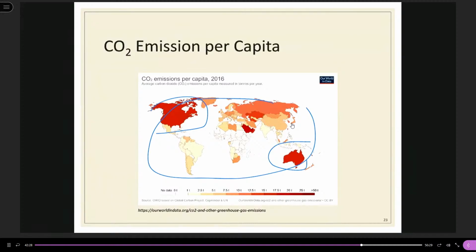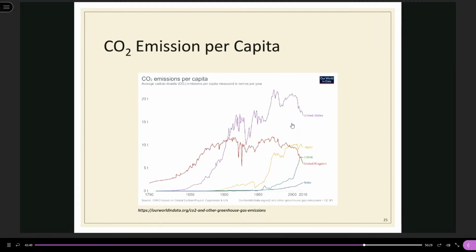So it's like in Africa, they are not contributing very much, the contribution to their carbon dioxide emission is very minor, but they are suffering. Maybe they suffer most from global warming. Okay, per carbon dioxide emission per capita.